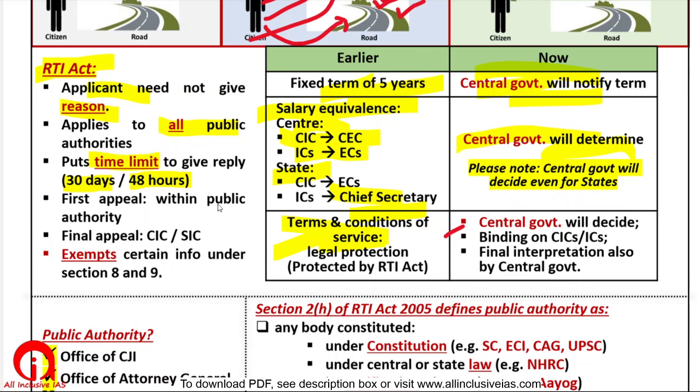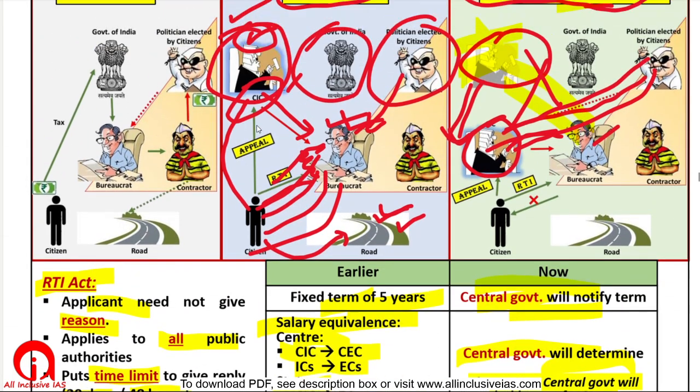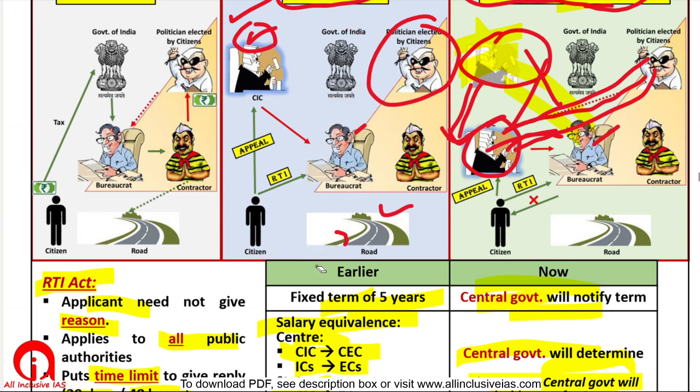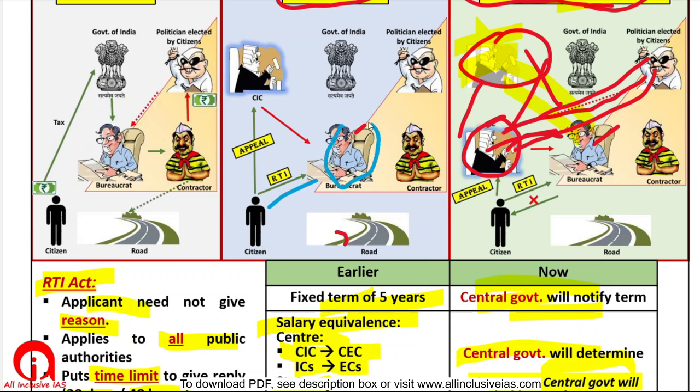The first appeal. So you filed an RTI with this bureaucrat, he didn't reply, or you're not satisfied with his reply, so you make an appeal to his senior. If you're not satisfied with his answer, you can go to the CIC if you are talking about central government employees. However, if you're talking about state government employees, then you go to the State Information Commission.